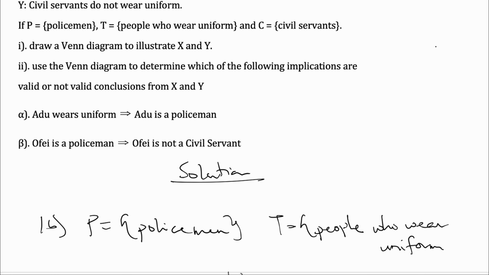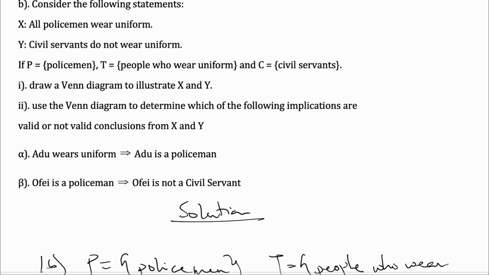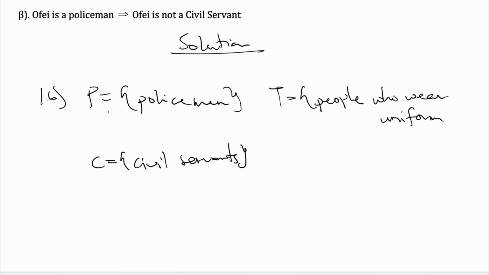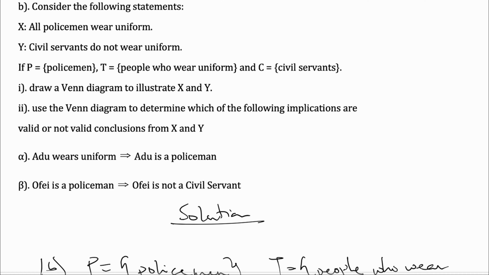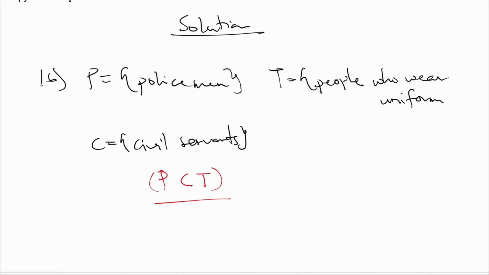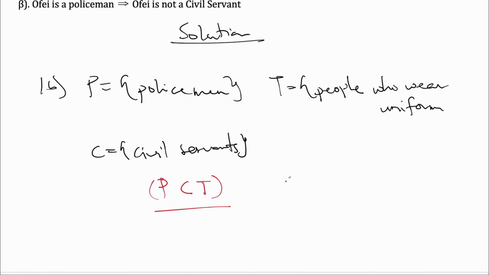Now from statement X, we know that all policemen wear uniform. P is the set of policemen, and T is the set of people who wear uniform. And we are saying that all policemen wear uniform. So in that case, we can say that P is a subset of T. So this is one thing. And then from Y, we are saying that civil servants do not wear uniform. So it means that this C and T are disjoint.